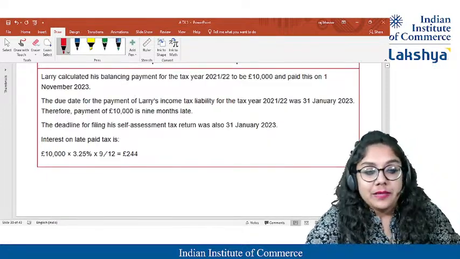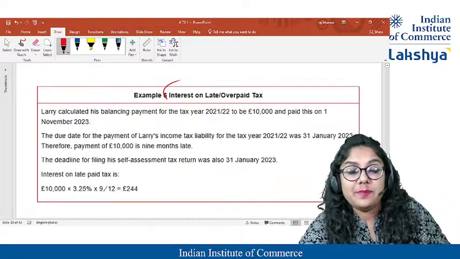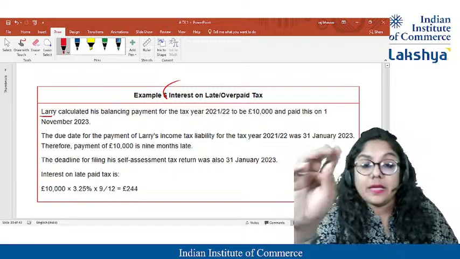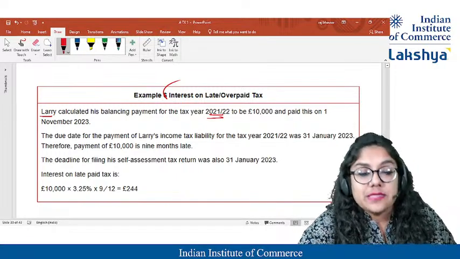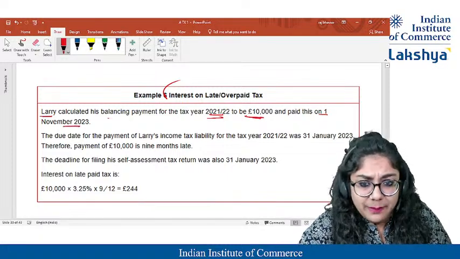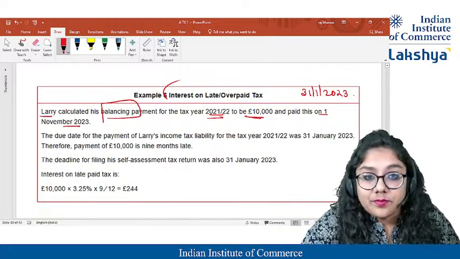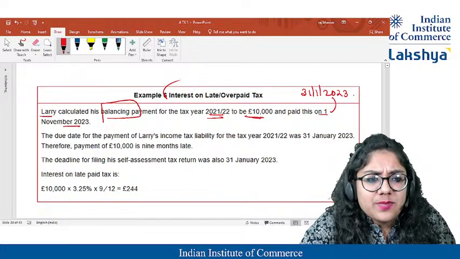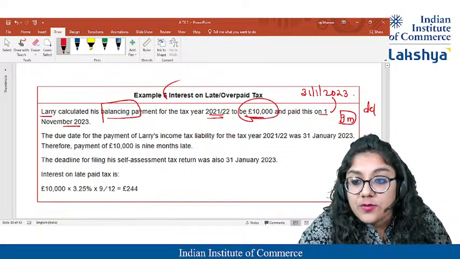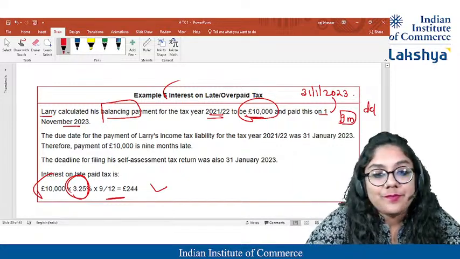This is a very easy question they have prompted us to read. Interest on late payment: for example, the company calculated its balancing payment. He was supposed to pay 10,000 for 21-22 and he paid it on 1st November 23. The balancing payment has to be made by 31st Jan 2023, right? So he paid on 1st November. Don't you think he made the payment 9 months late? He delayed 9 months. So 10,000 into 3.25% into 9 by 12. This is the interest you have to pay. That's all. Easy.